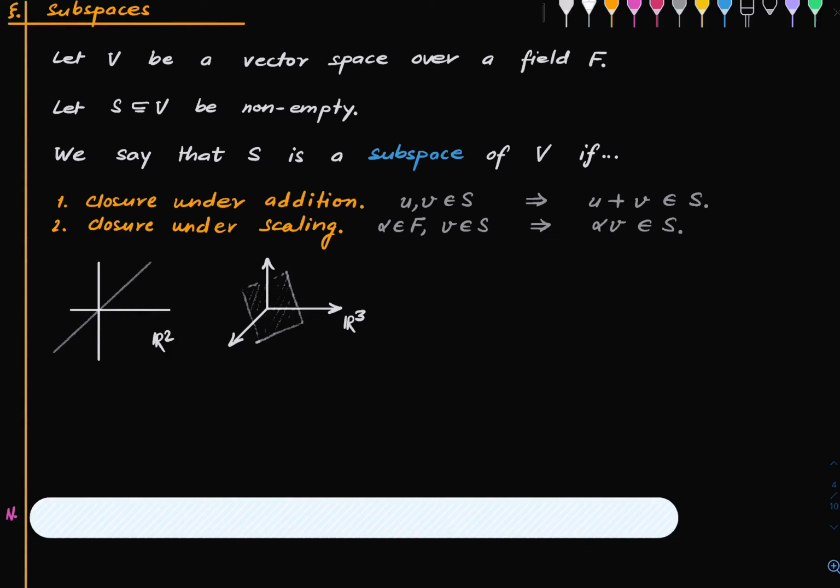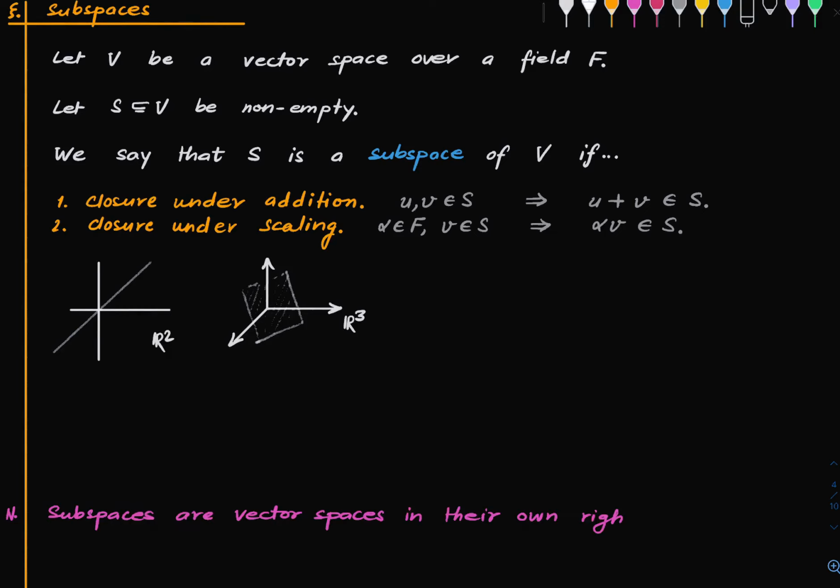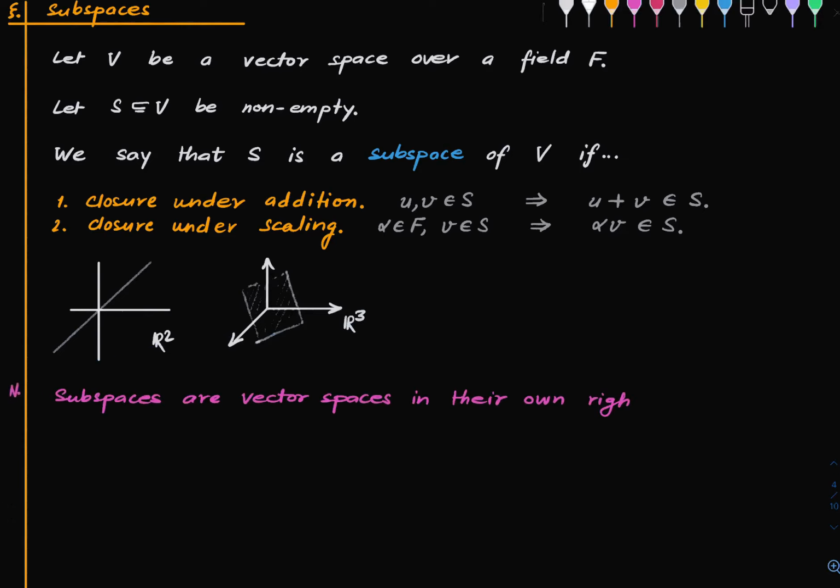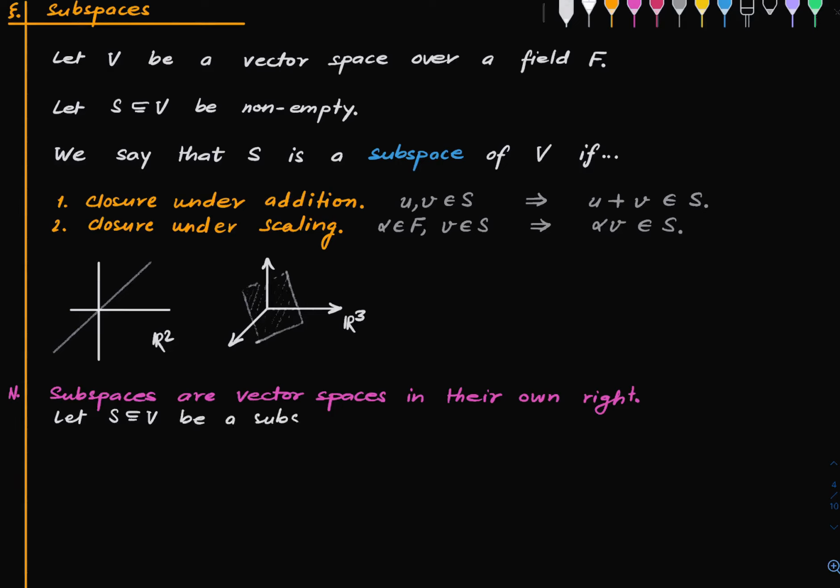Okay, so here is the comment. A subspace is a vector space in its own right. What does that mean? Once you have a subspace, we have already defined what a subspace is. So now suppose S is a subspace. So V is a vector space and S is a subspace of it, where F is the base field, let me not write that.